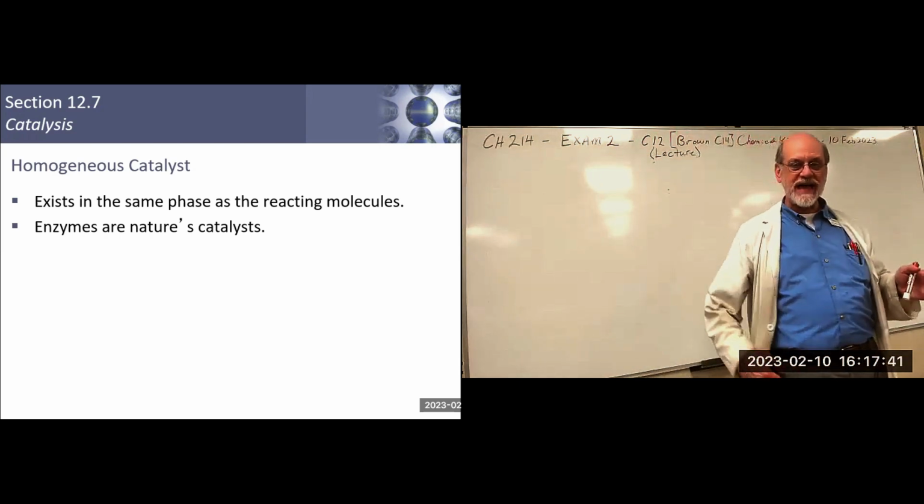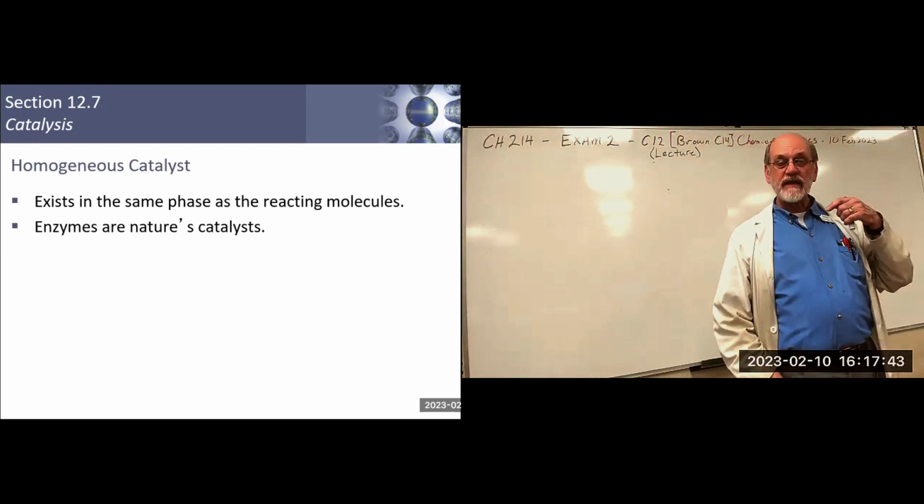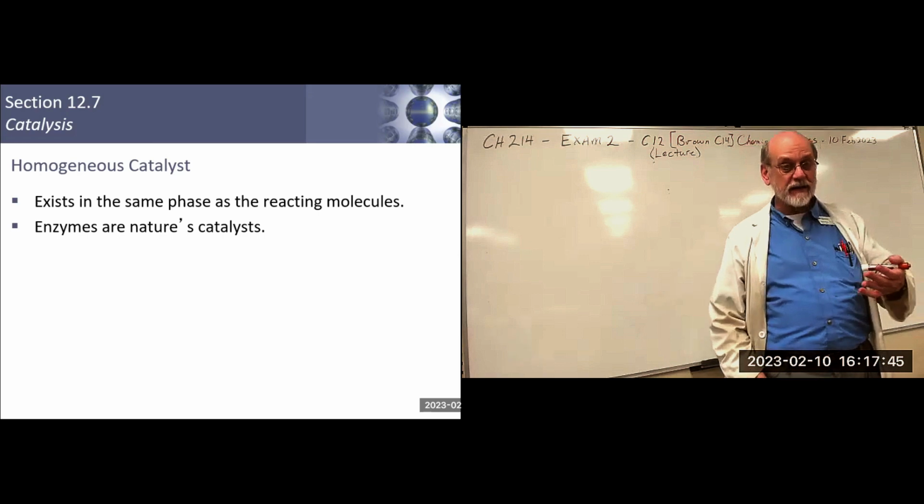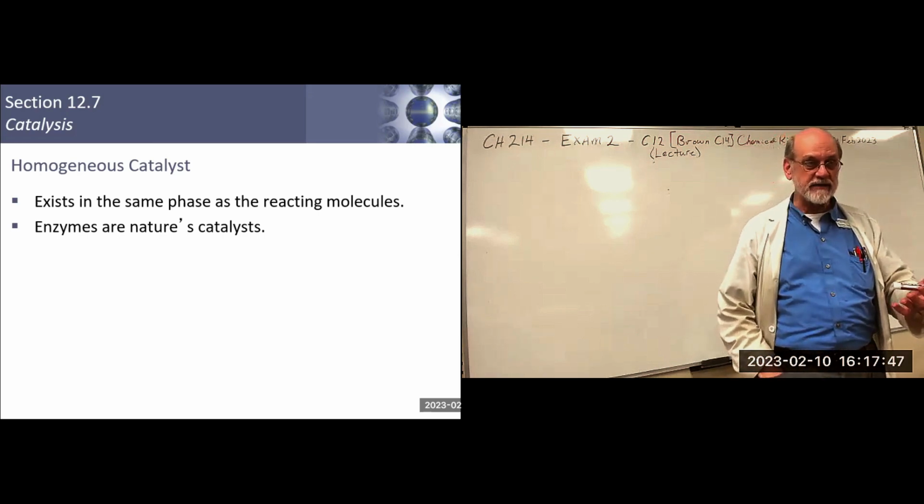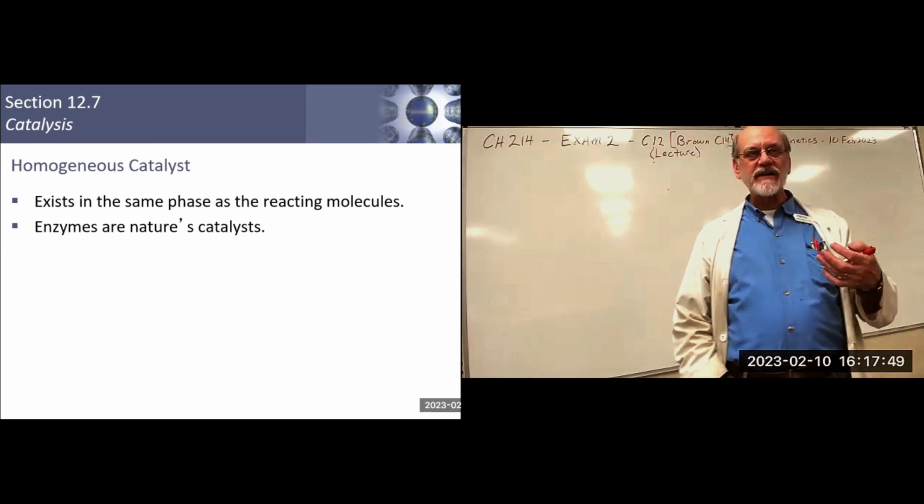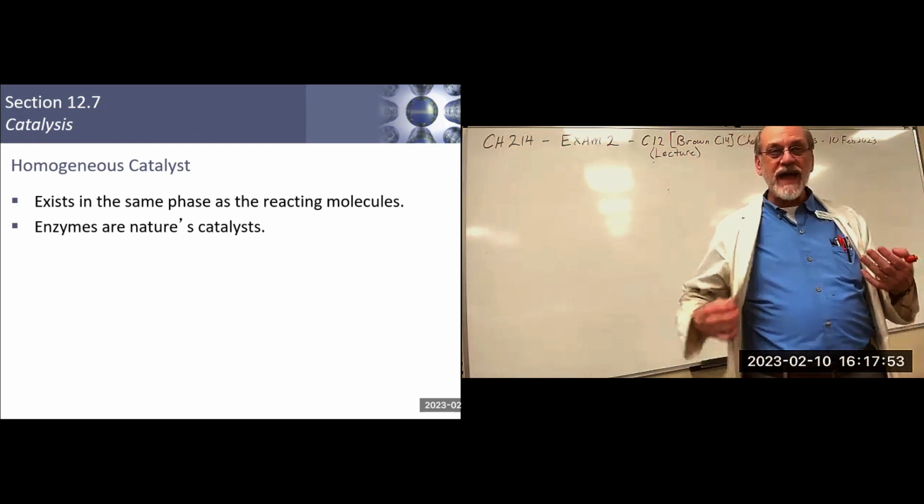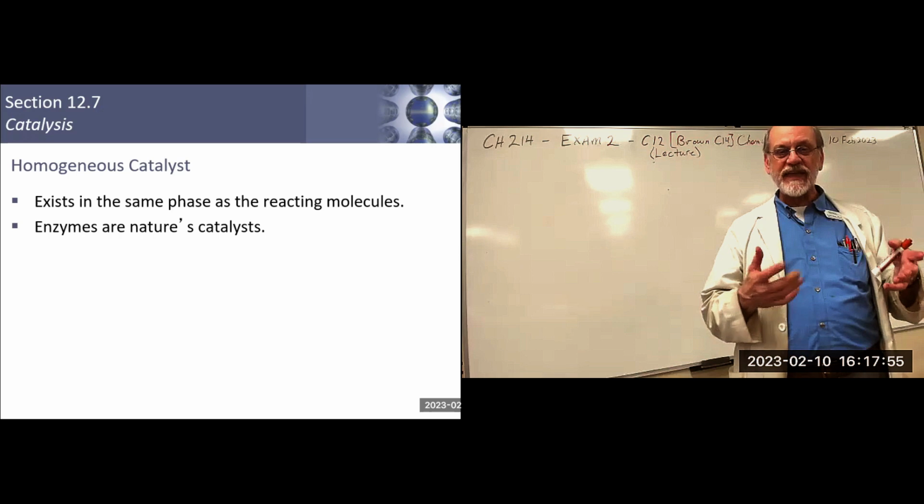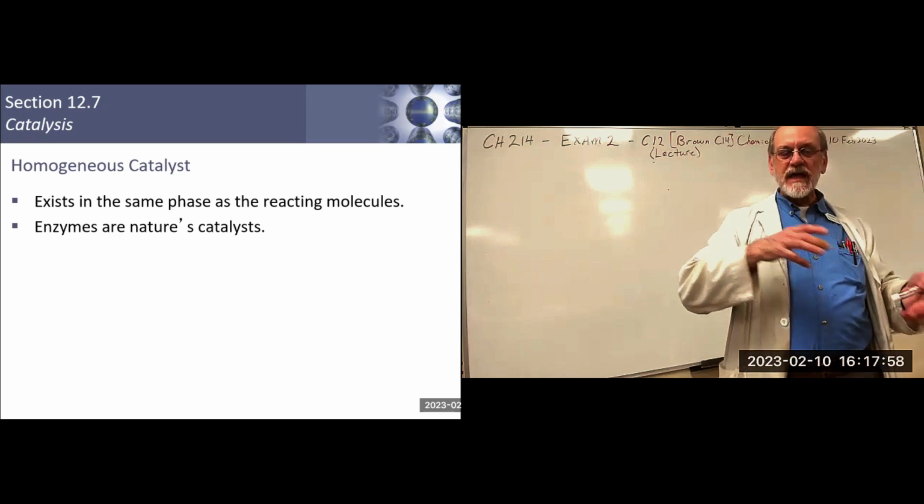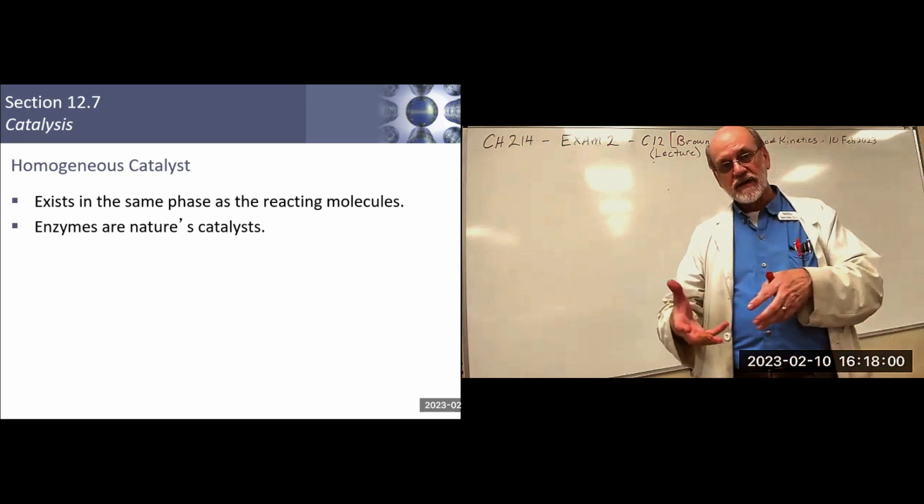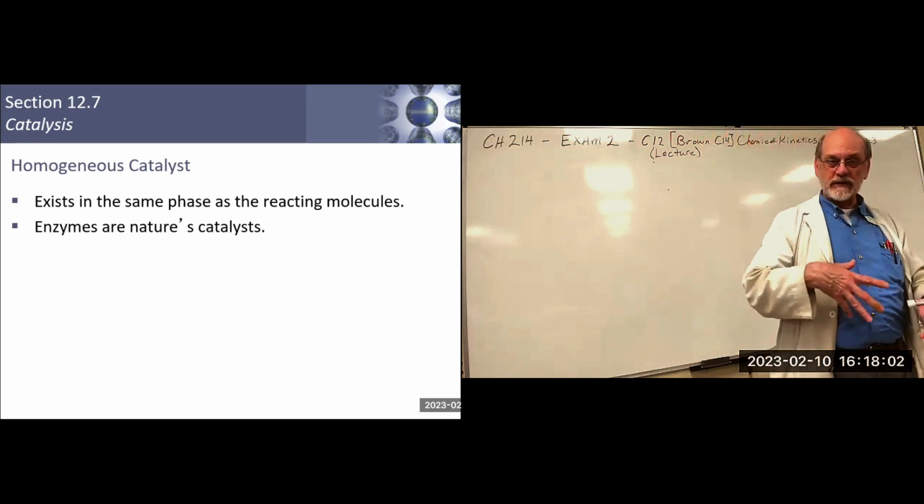A homogeneous catalyst is one that functions the same way as a heterogeneous catalyst, only now the catalyst is in the same phase as the reactants. So if the reactants are all gases, then the catalyst is a gas. If the reactants are all liquids, then the catalyst is a liquid.